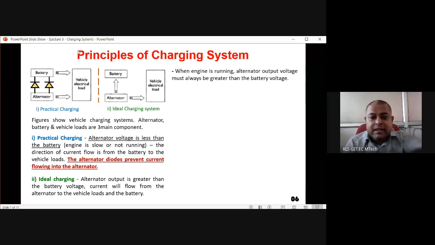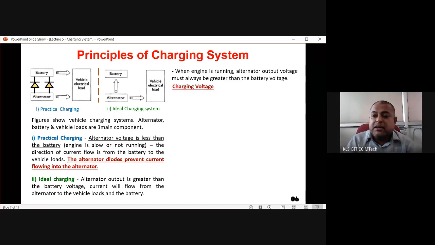So when the engine is running, the alternator output voltage must always be greater than the battery voltage. This is a very important thing. If not, then the battery can try to push some charge towards the alternator, and that actually makes the alternator bad. Okay, that's why this protection diode is connected.